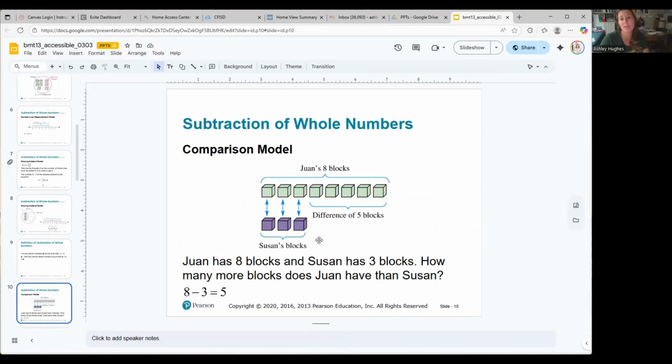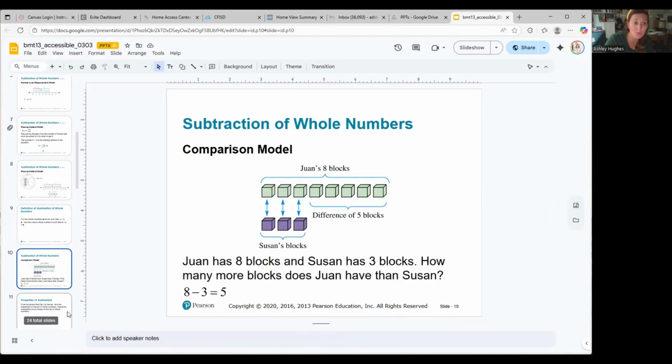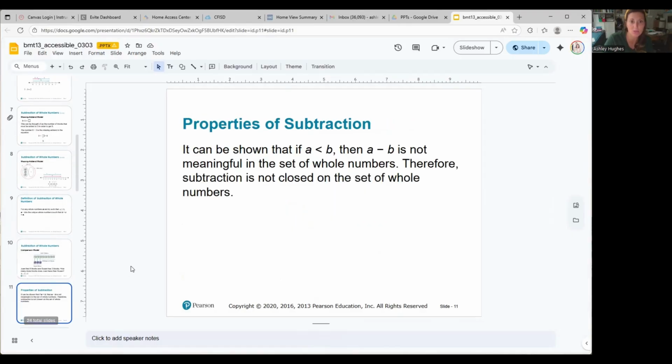Comparison model is another way to describe it. So if you're going to compare, instead of taking away, you line them up and you're like, okay, if I have 8 blocks here, and I have 3 blocks here, how many more? That concept of how many more, that is something that for solving word problems, knowing that that means to just subtract.